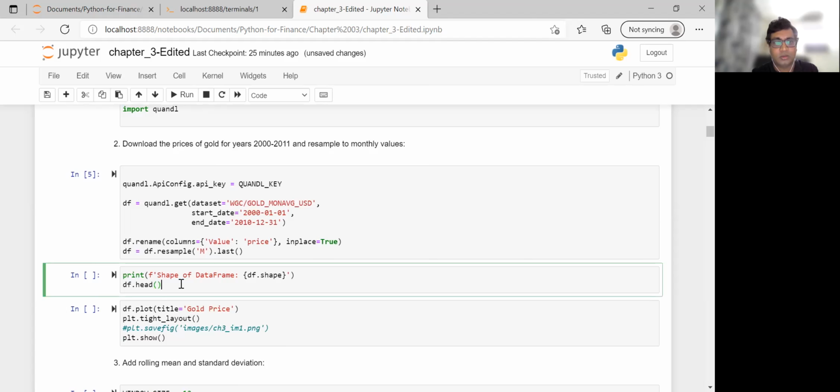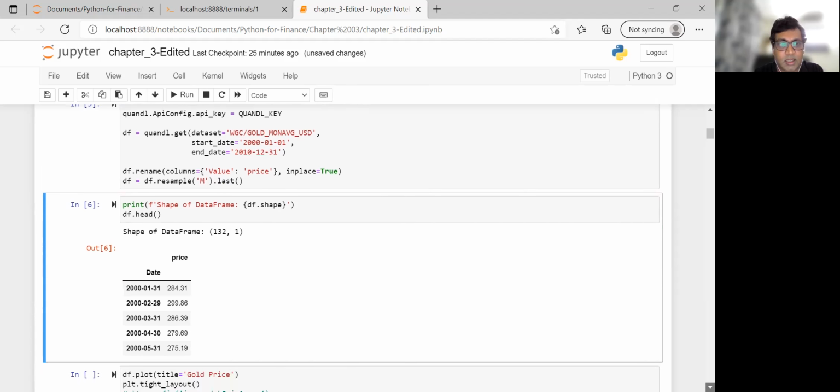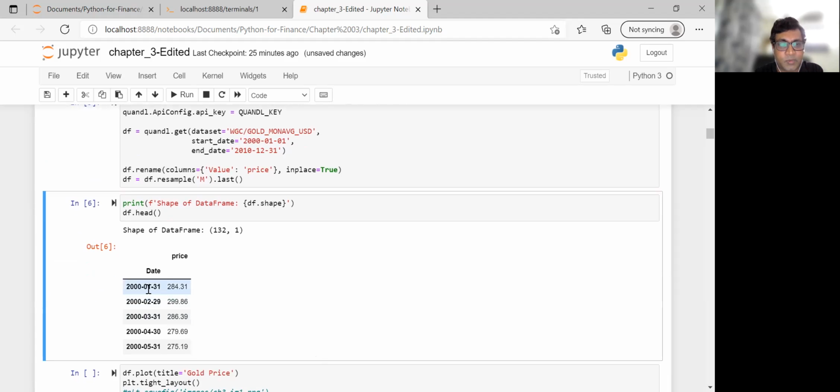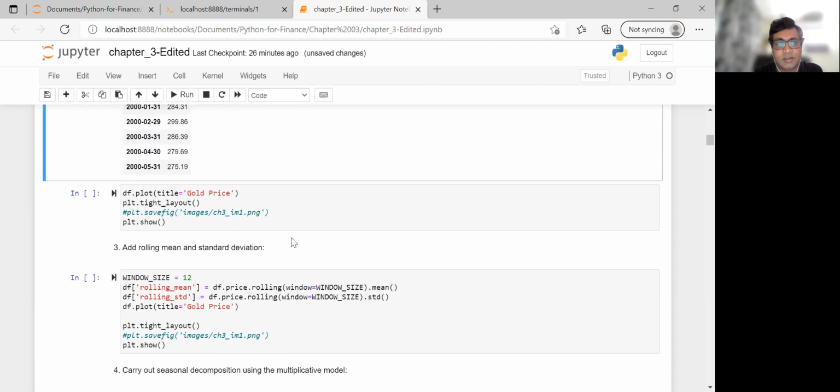I will be showing you the structure of this data. You can see here that this is the month-end data, as I said, for every month. We have data from 31st of January till 31st of December 2010, and we have the gold prices in USD. As a next step, I am plotting this in a chart so that you can see the real time series now.